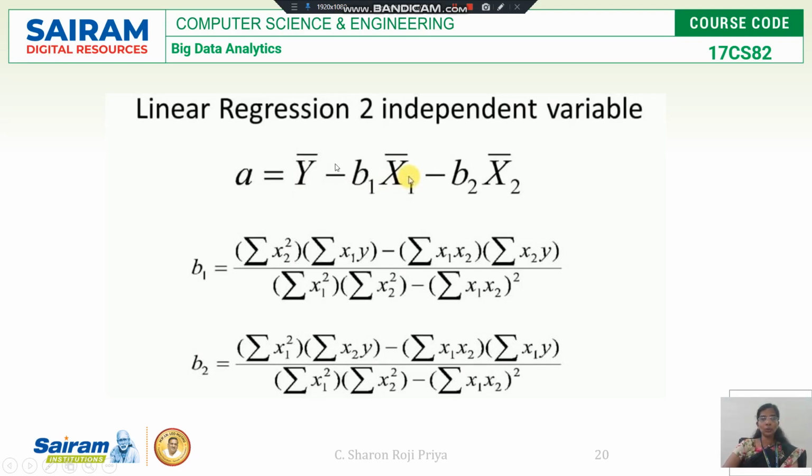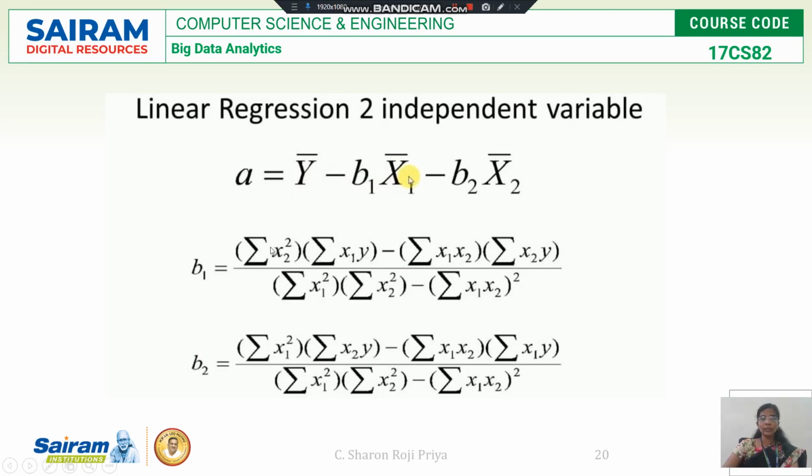Next I want to calculate b1 and b2. The formulas are given. If you check these formulas, there is the summation of x2 square, where all these x and y are small letters, the summation of x1 y, the summation of x1 x2, the summation of x2 y, and it goes on. This small x and this capital X are different.